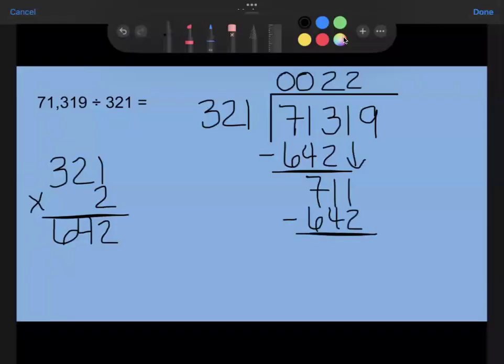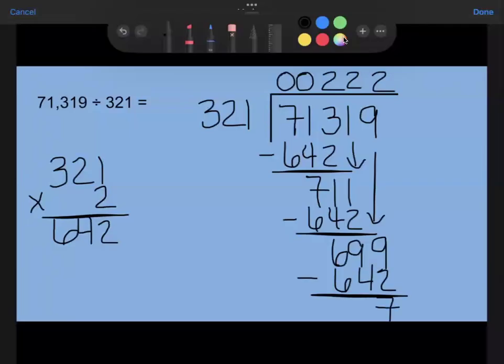So let's do 711 minus 642, again with some regrouping, and we end up with 69. We'll bring down the 9. Okay, again, that's pretty close to 642. I think, again, if we added another 300 to that, we'd be way past it. So I think we're safe to go with another 2. 642. And subtract that, we have 7 and 5 left over. So since 57 is less than 321, we know that is the closest we could have gotten.